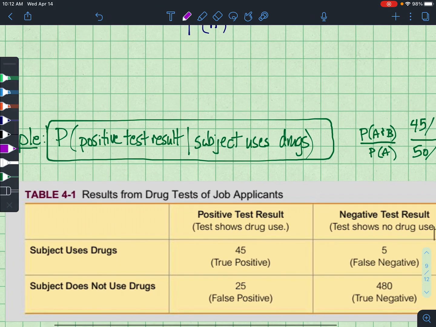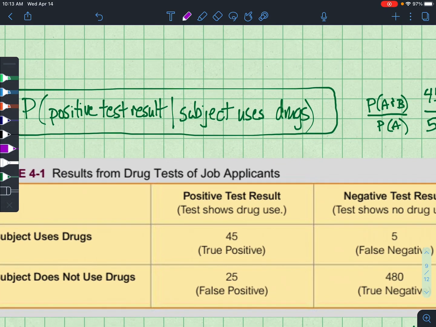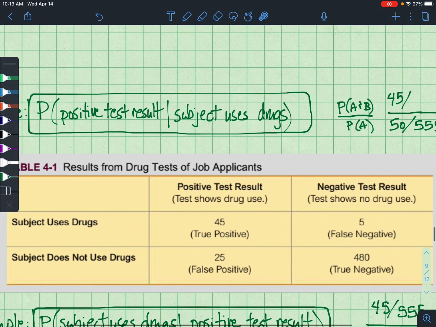So here's an example. What is the probability that somebody has a positive test result given that the subject uses drugs? All right? So we are given this piece has already occurred, right? Therefore, I am going to look at a particular row or column in my table. And in this case, the subject uses drugs, I am looking at this column, or this row, right? And I'm looking at this as compared to that.